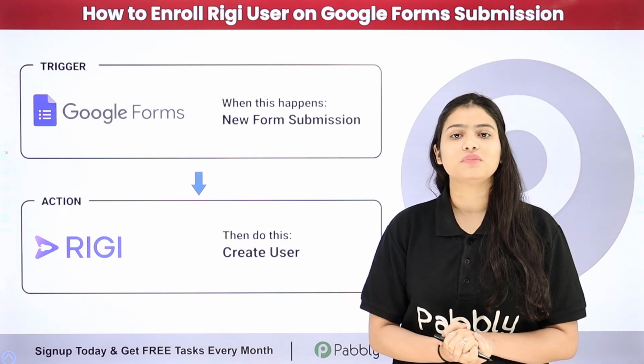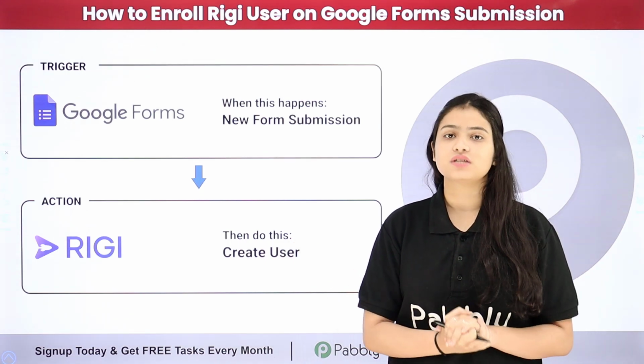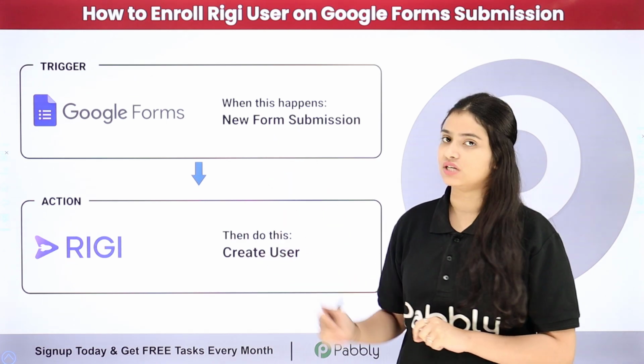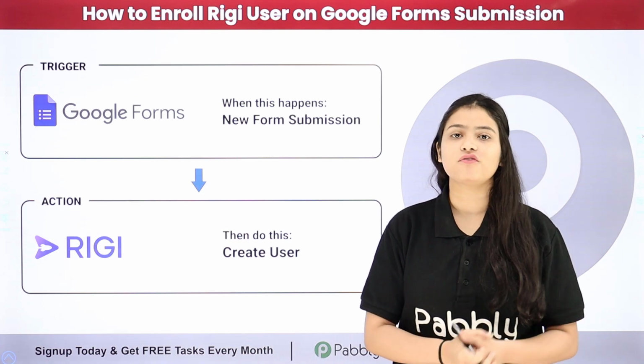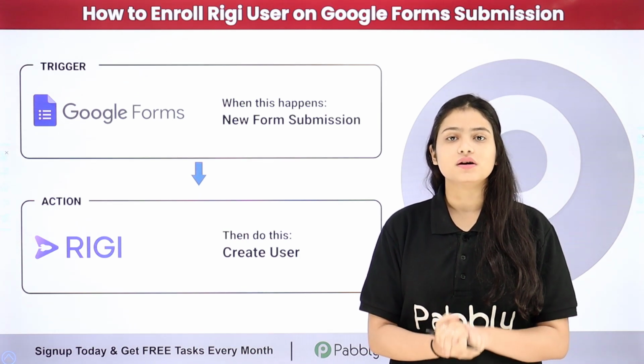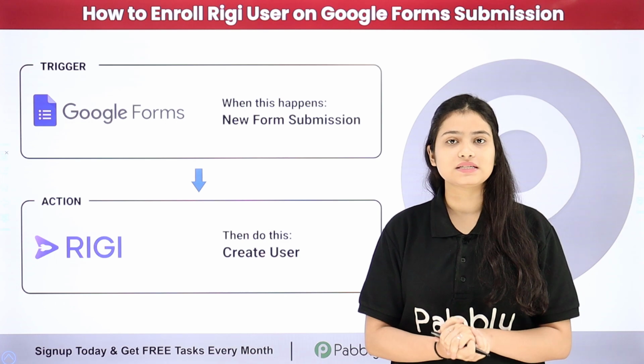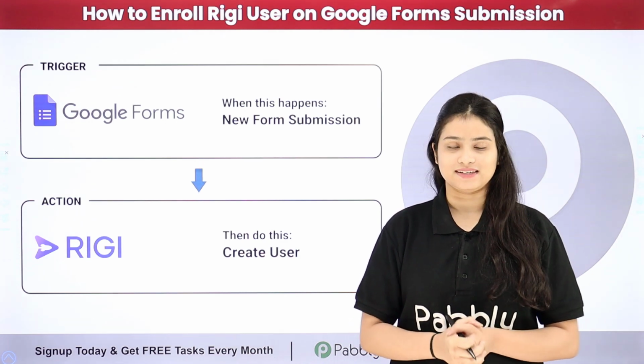So how we are going to automate this entire process? For this, we will have to set up the connection between Google Forms and Rigi, and that we are going to do without any coding and programming skills, simply with the help of Pabbly Connect. So if you also want to learn this amazing automation step by step for your business, you have to come towards my screen.